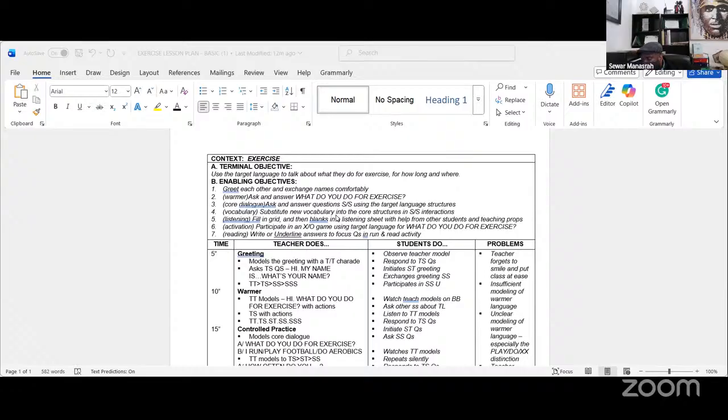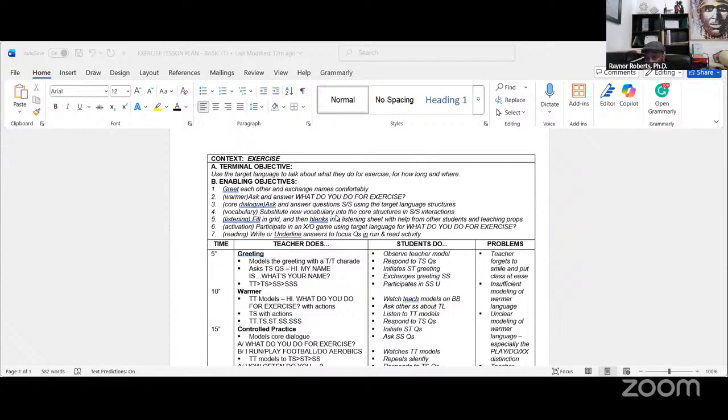All right? The S. S is what? Specific. Your enabling objectives must be specific. All right? Meaning you are addressing one particular point. Okay. Look at my enabling objectives here. Greet each other and exchange names comfortably.